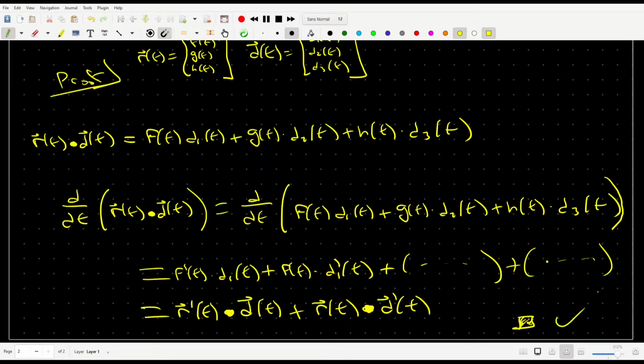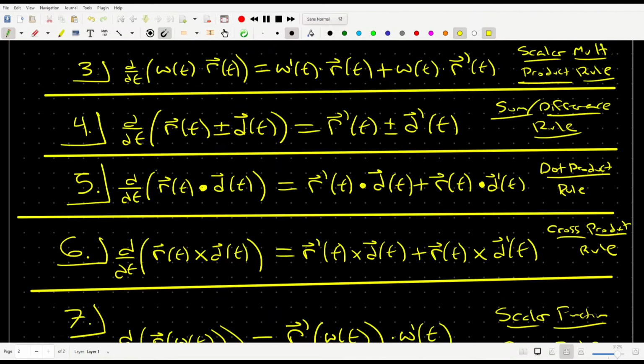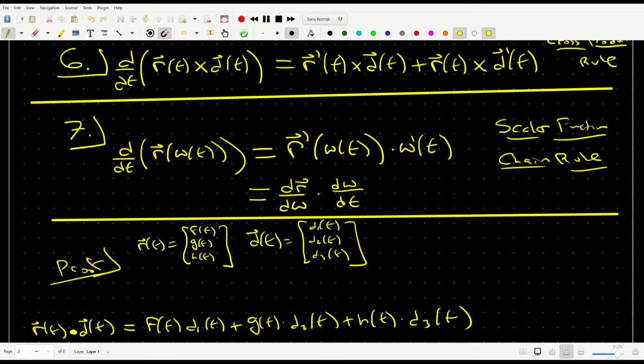So this shows that this property holds. All of these are really the same. You can do this for each one of these properties, and I recommend you going through and doing that just to make sure that you're comfortable with what it is you're doing.